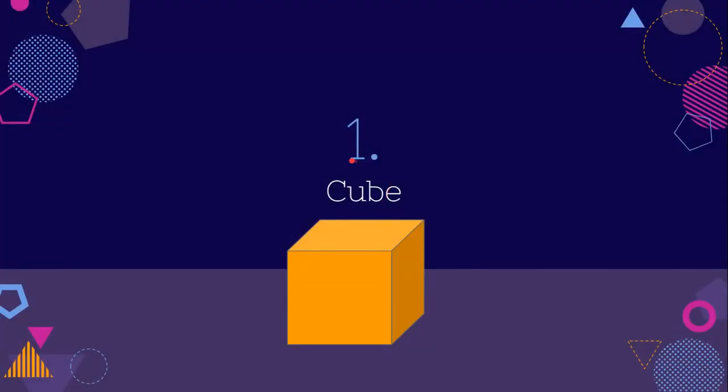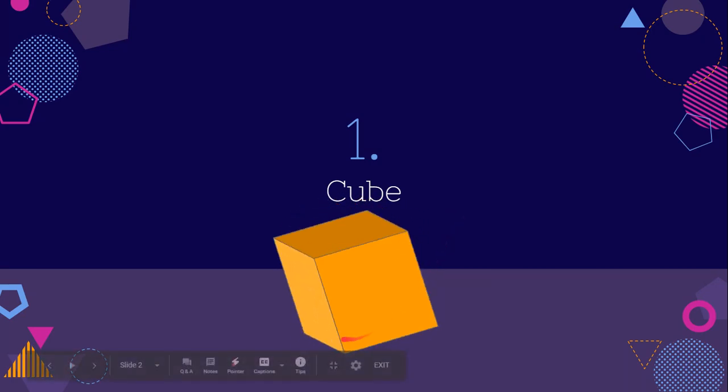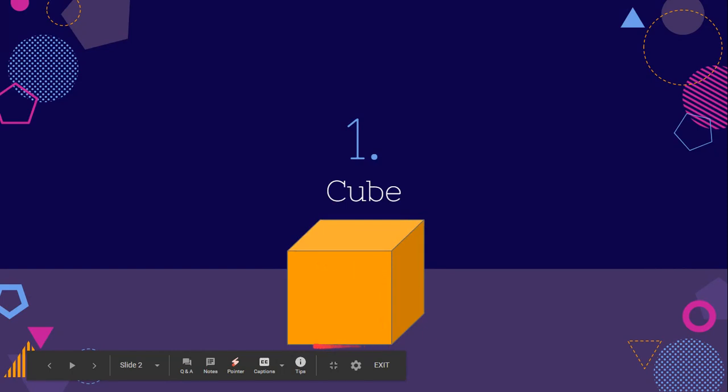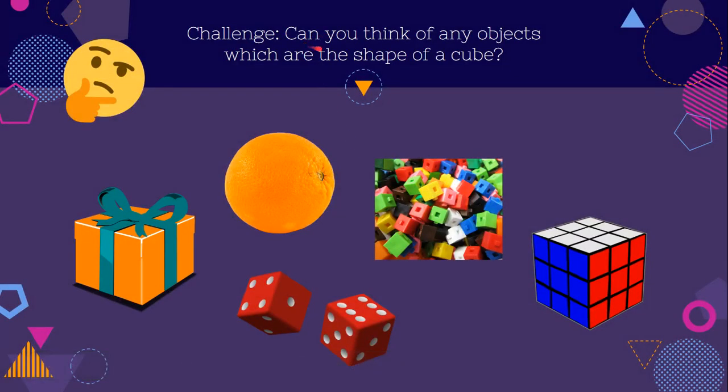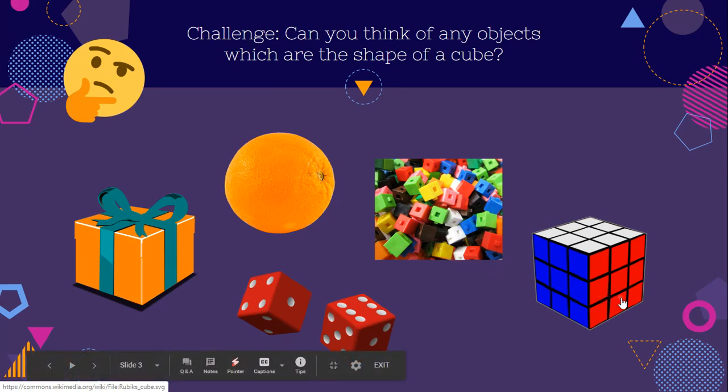Let's see. First shape we have is a cube. This is how the cube looks like. It has 6 sides and all of its sides has the shape of a square. Now the challenge says, can you think of any objects which are the shape of cubes? Let me tell you something, great ones. All of these objects have the shape of cube except only one object. Can you spot that one object?